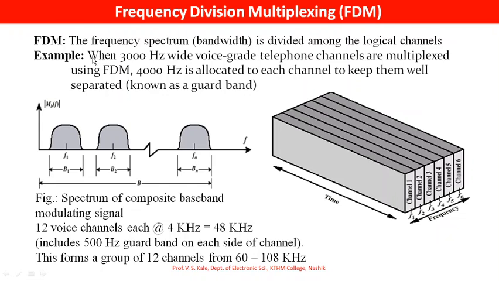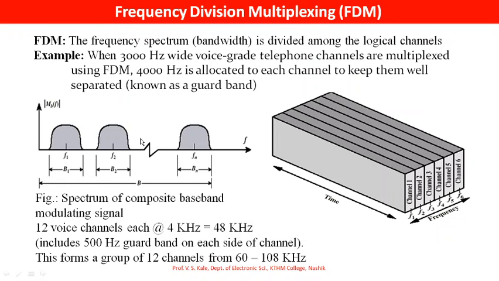See the example of telephone. When 3000 Hertz wide voice grade telephone channels are multiplexed using FDM, in that case 4000 Hertz is allocated to each channel. It means the telephone channel for voice grade is only 3000 Hertz or 3 kilohertz, but the allocated bandwidth is 4 kilohertz to keep them well separated, and they are separated by some frequency band that is called a guard band.